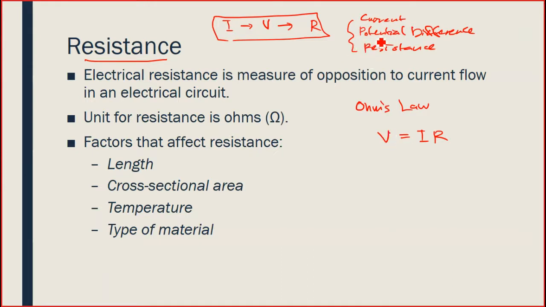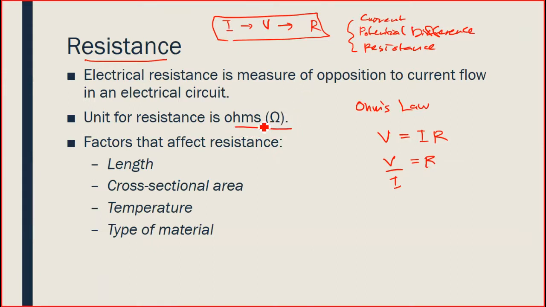Okay, V is the voltage, the potential difference. I is the current, and R is the resistance. So what is resistance? Resistance is defined as the potential difference divided by the current, or it can also be defined as opposition to current flow. How much current flows, and then how much it gets resisted by the appliance itself, by the circuit itself. So the unit is ohm.